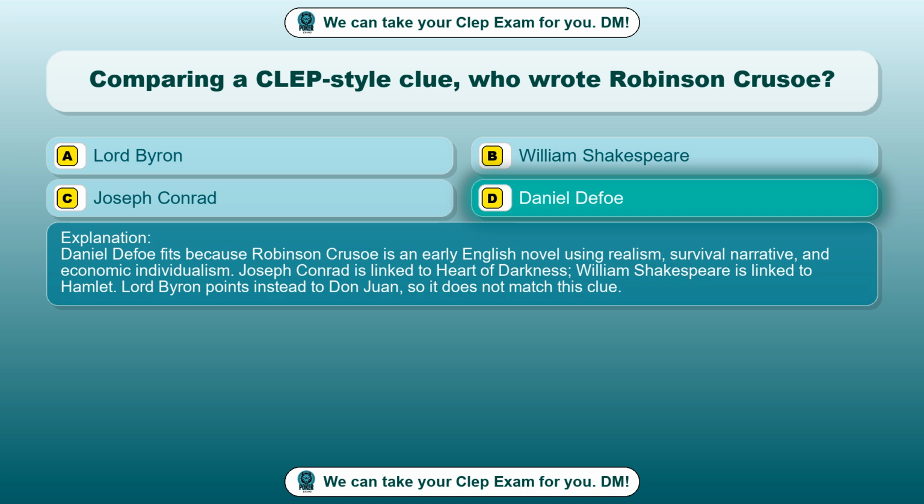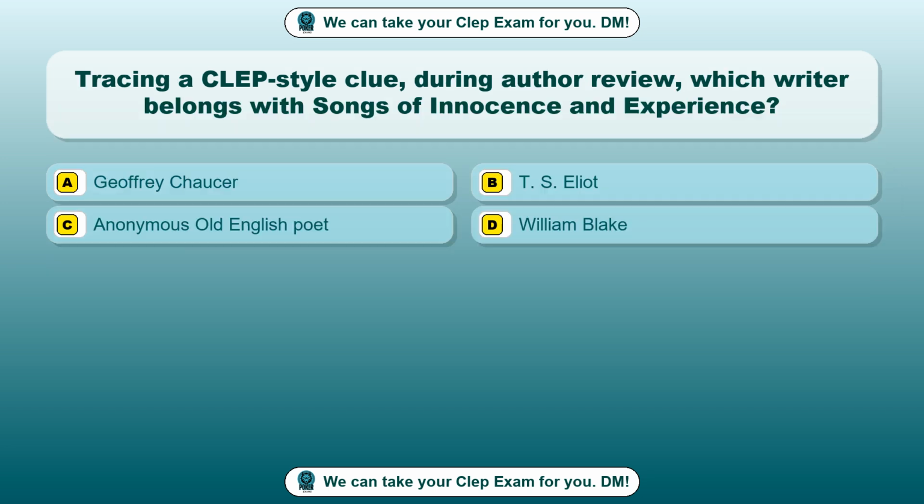Daniel Defoe fits because Robinson Crusoe is an early English novel using realism, survival narrative, and economic individualism. Joseph Conrad is linked to Heart of Darkness, William Shakespeare is linked to Hamlet. Lord Byron points instead to Don Juan, so it does not match this clue. Question 92.